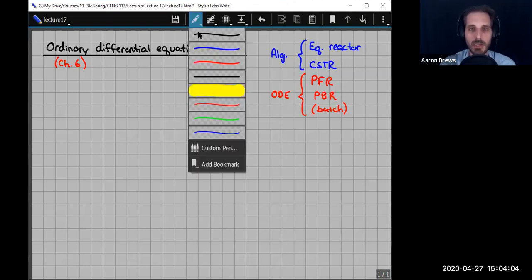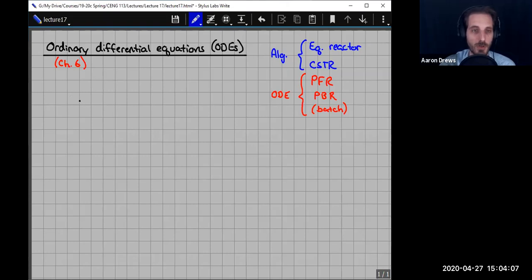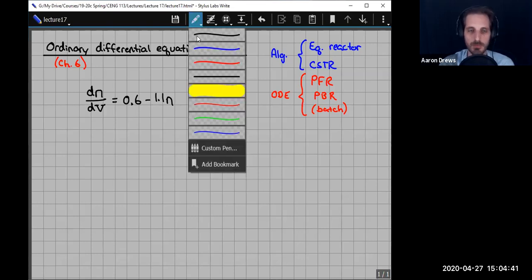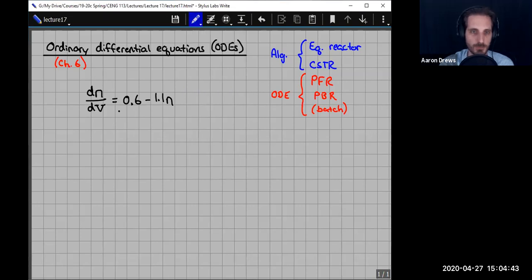So what do we mean by an ordinary differential equation, at least a working equation? Usually what you'll think of when you see an ordinary differential equation will be an expression that looks something like this. So you'll have a differential like dN/dV. I'm going to use N for most of the examples in here because that's what most of your differentials will look like, but it could be any independent and dependent variable. And then that will always be equal to some big function of stuff. So I'm just making up an example for this one, maybe 0.6 minus 1.1 times N. That will end up being a common kind of form for like a reversible reaction.